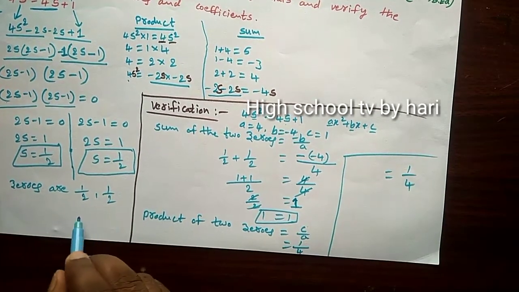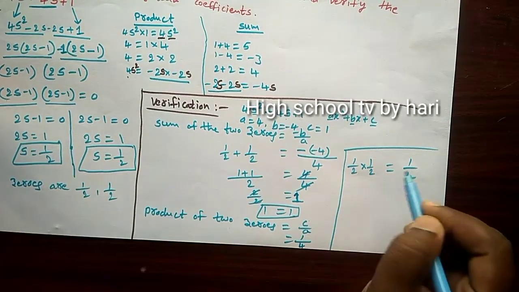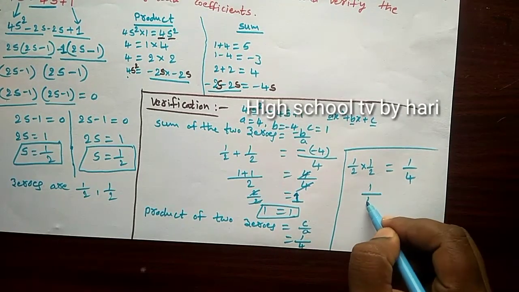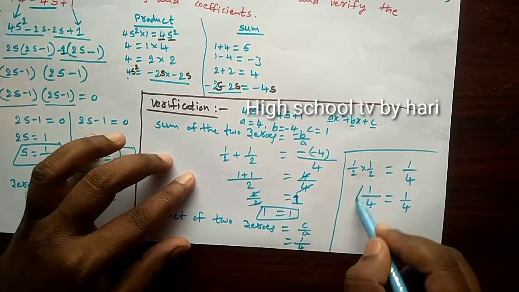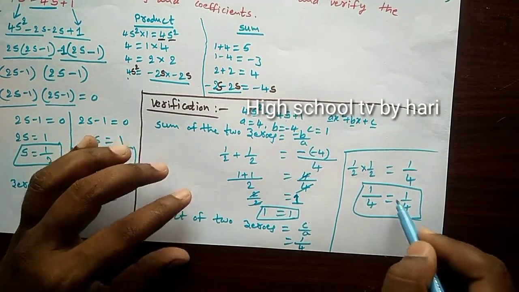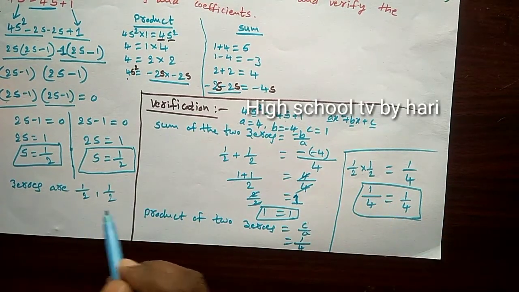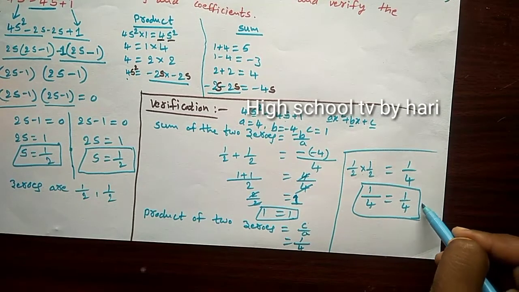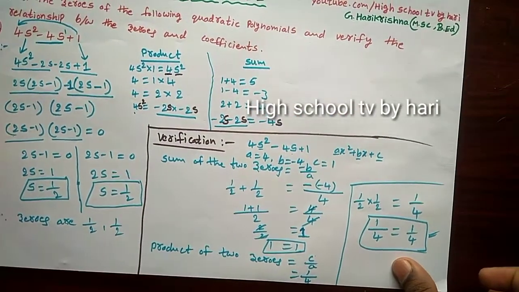By multiplying these two zeros, what do we get? 1 by 2 into 1 by 2. We should also get the same 1 by 4. 1 into 1 is 1, 2 into 2 is 4. The multiplication is equal to 1 by 4. Product of zeros is also verified. By multiplying the two zeros, we got 1 by 4. By substituting in the formula, we also got 1 by 4. So it is also verified. This is our solution.